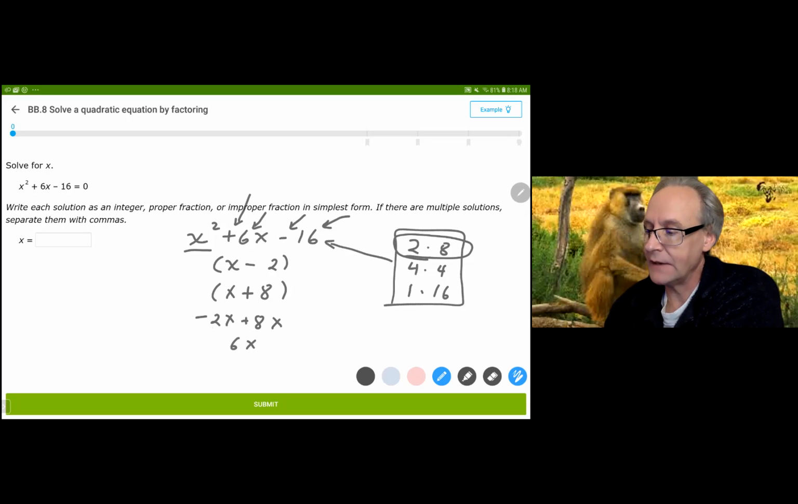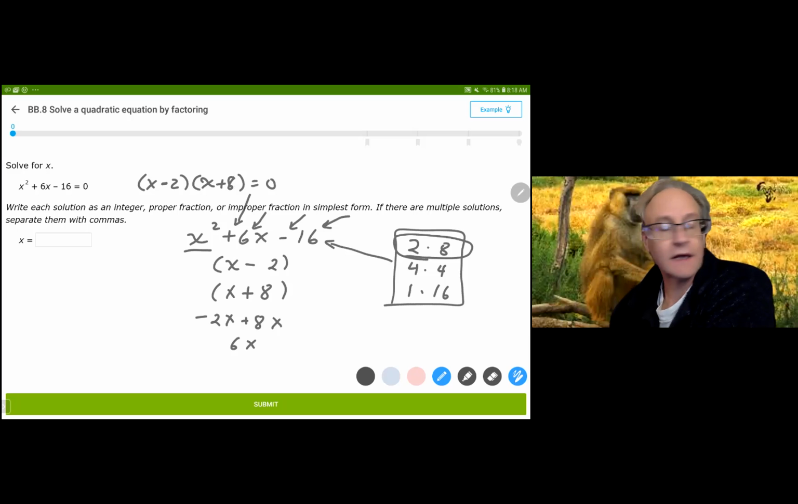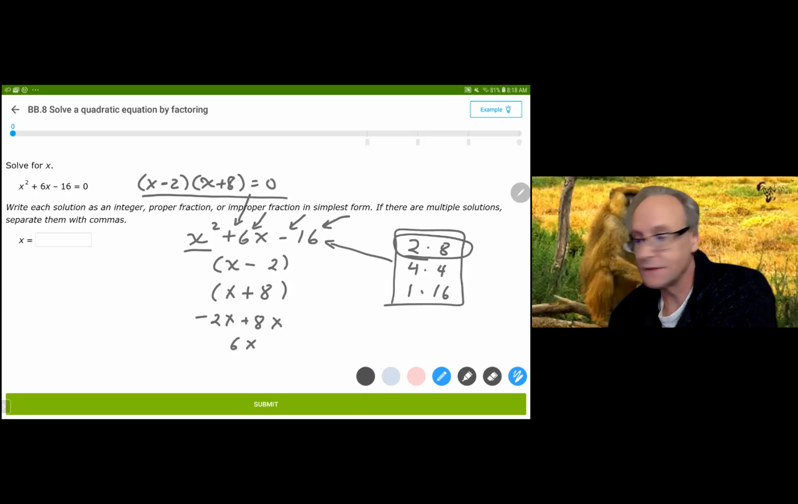And so the factors are x minus 2 and x plus 6 equals 0. And I'm sorry, x plus 8, geez. X plus 8 equals 0. So there's my two factors, and all I want to do is make them 0, because if these two factors are multiplied together and give me 0, one of them has to be 0. So either x minus 2 equals 0 or x plus 8 equals 0.